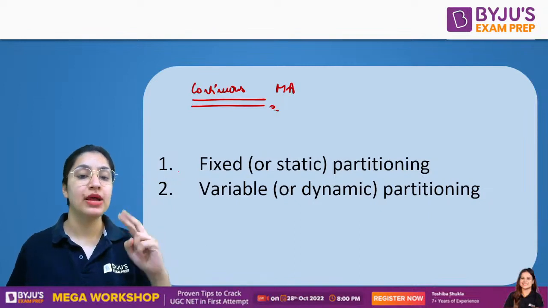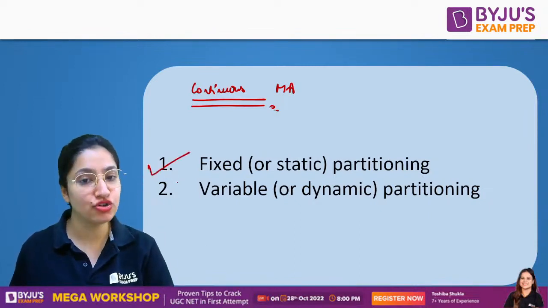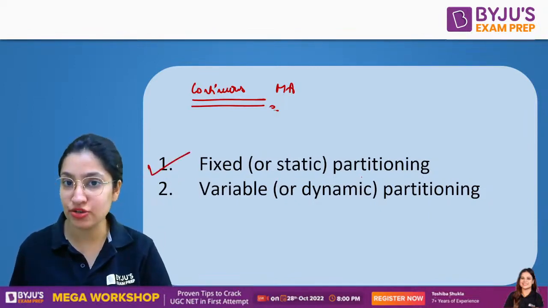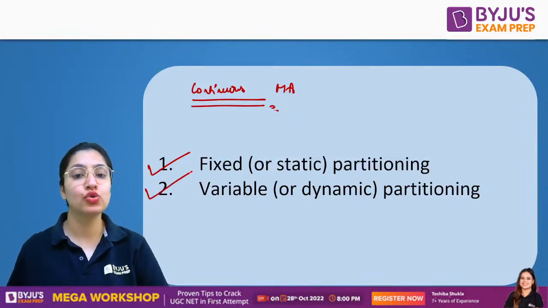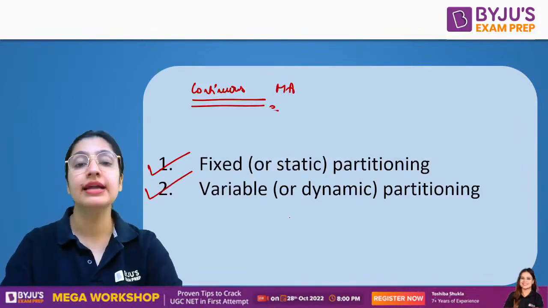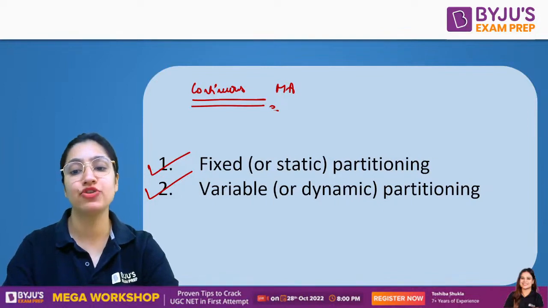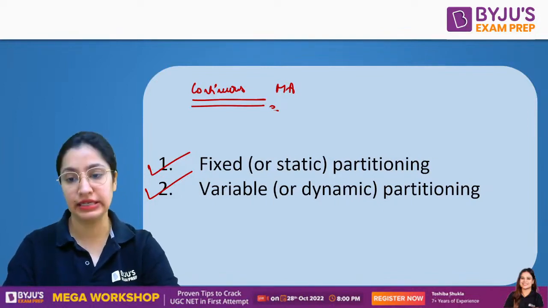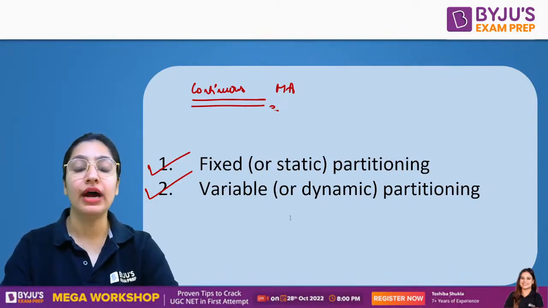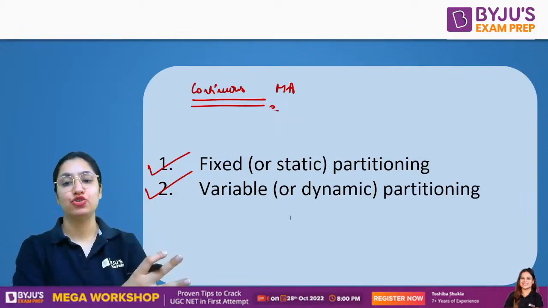So yes everyone, what I said to you, the concept of continuous memory allocation has two things. One is we can create fixed partitions, which are also called as static partitions. And second is we can also have variable partitions known as dynamic partitions. So there are two types of partitions which can be created here, right? Okay.